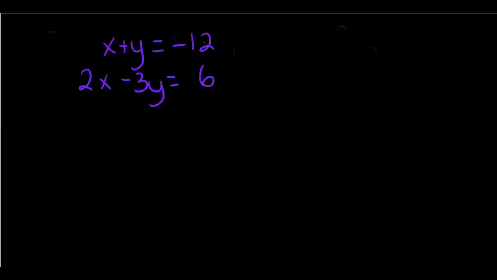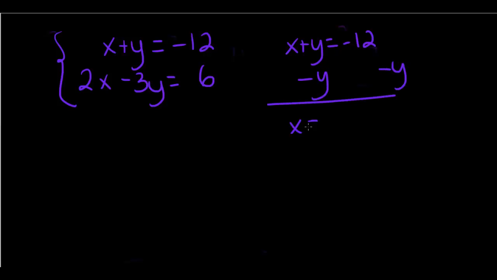Okay, now let's say that I have x plus y equals -12 and 2x minus 3y equals 6. I can solve for either x or y in the first equation, it doesn't matter. I'm just going to solve for x. So I'm going to subtract y from both sides. It's going to give me x equals -y minus 12.